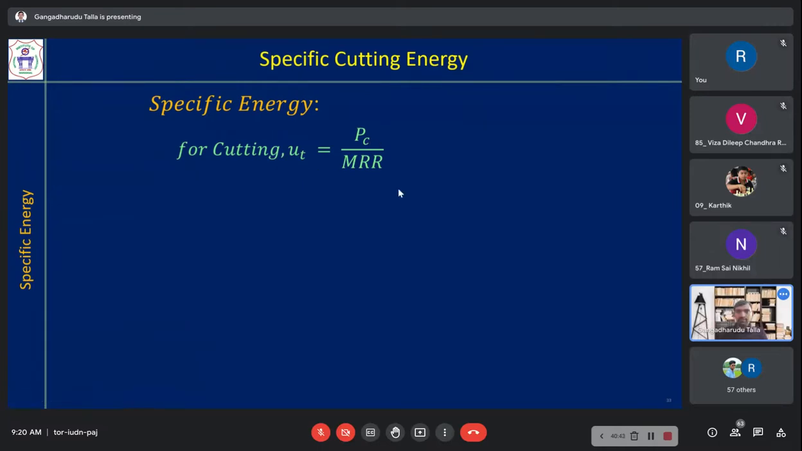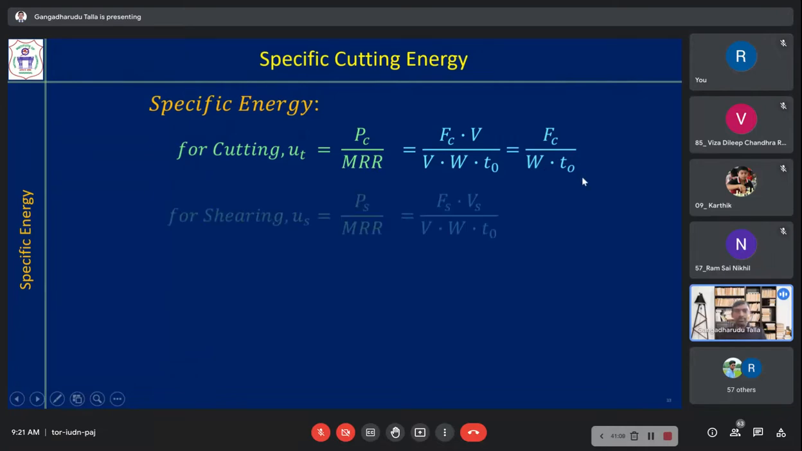Energy required for removing the unit material. So this is energy again. Now FC into V divided by V into W into TO, because this is MRR; PC is FC into V, MRR is V into W into TO. So finally we have FC by W into TO as the specific cutting energy.